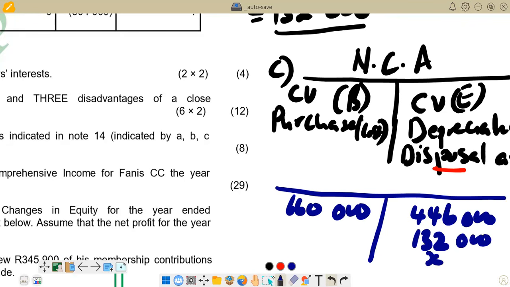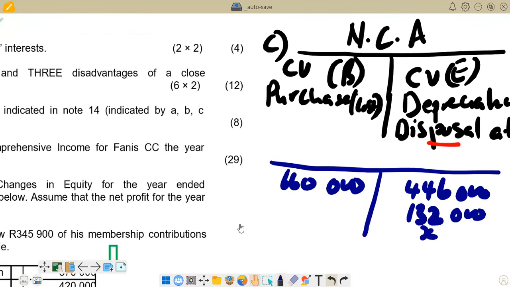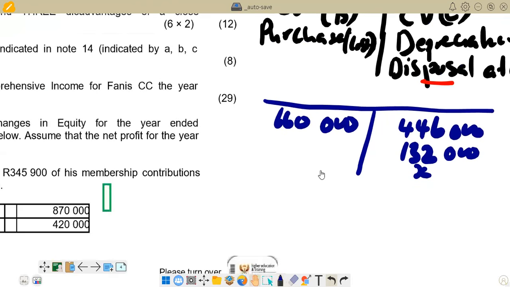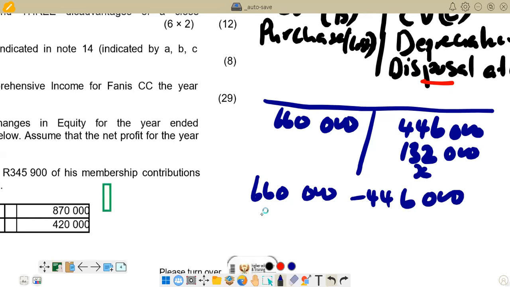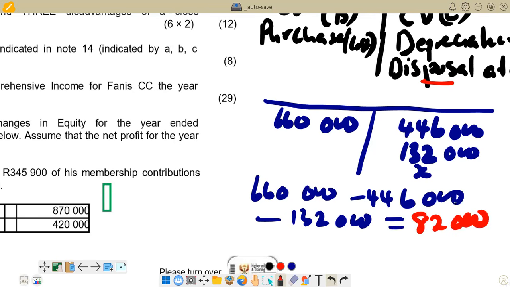So what we are going to do there is find X as a balancing figure. We are just going to say 660,000 minus this one, then we get our X. So we can summarize the working as 660,000, and then we subtract 446,000, and then also subtract 132,000. If we do that, you see that the figure we are going to get is 82,000. So 82,000 becomes our disposal at carrying value. So that's what we have there.